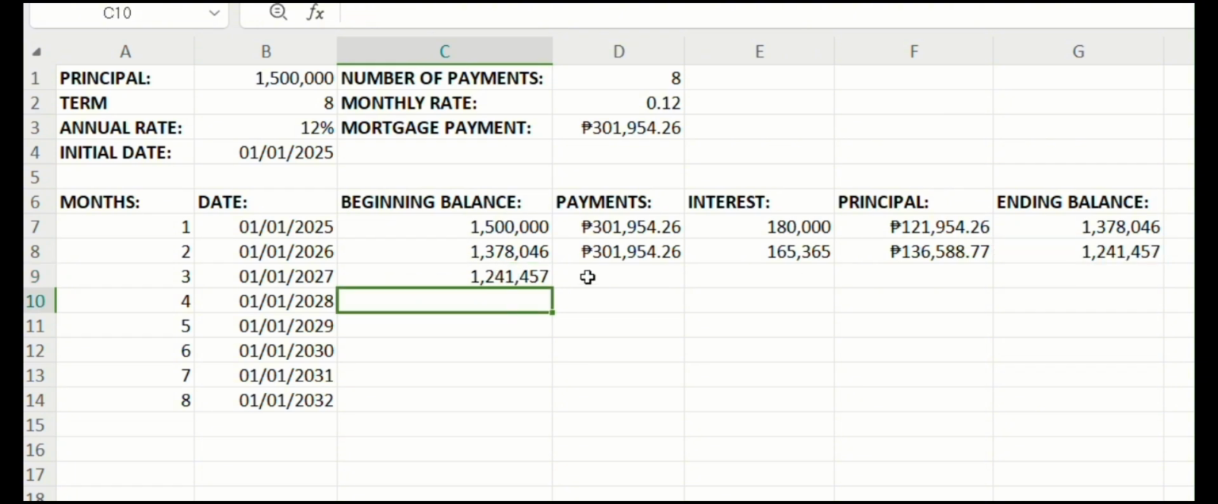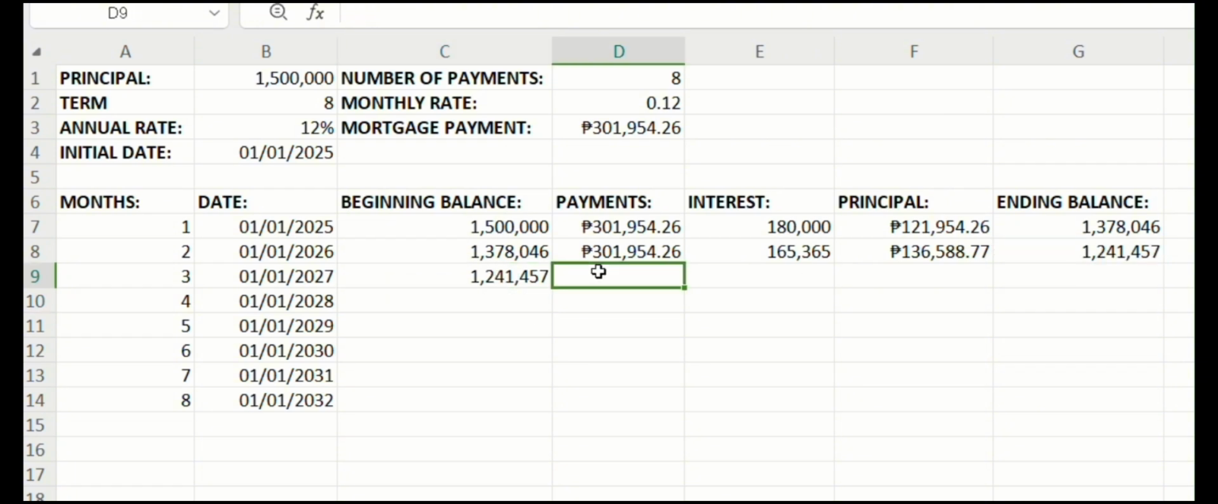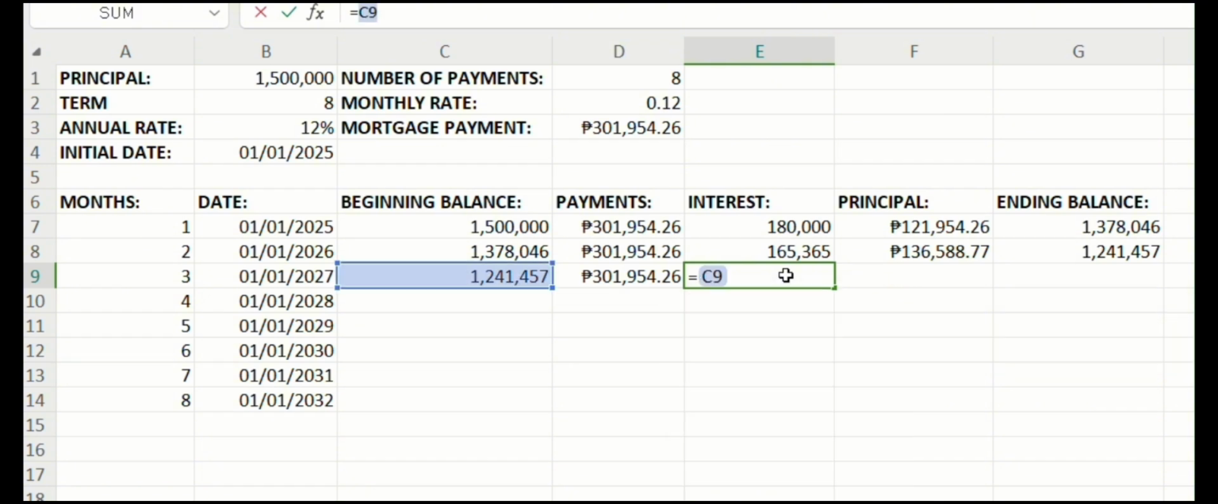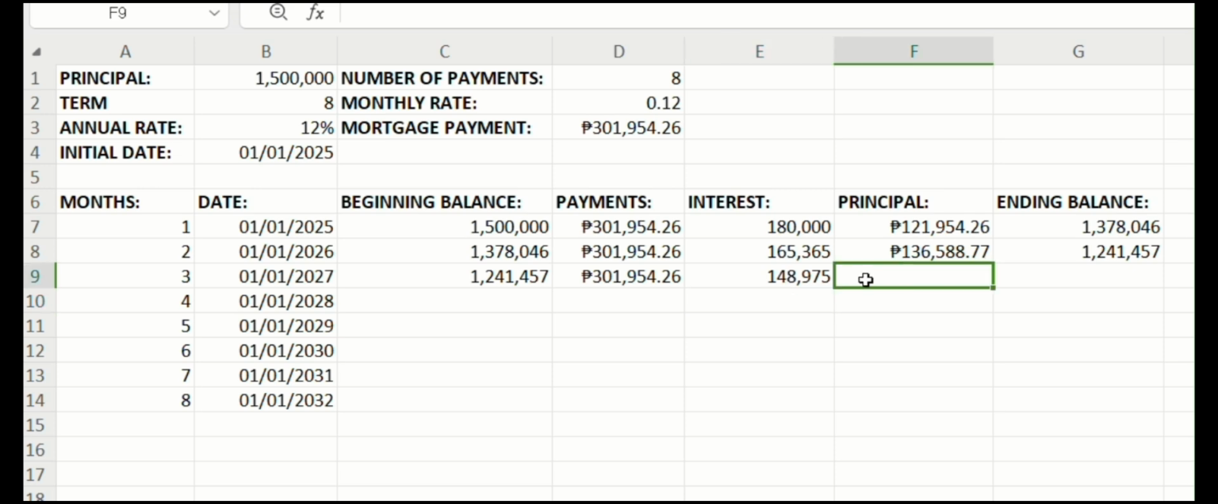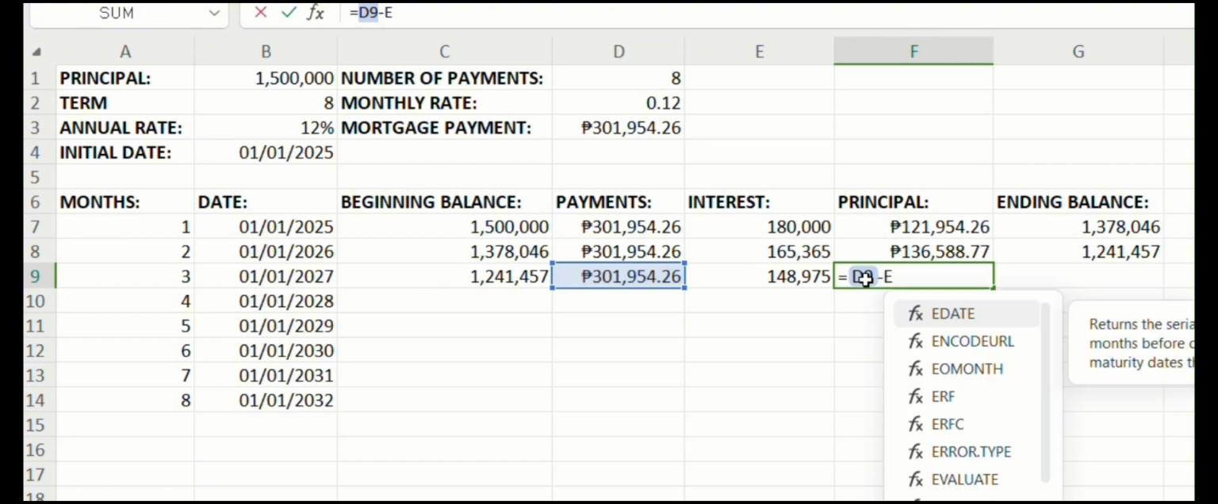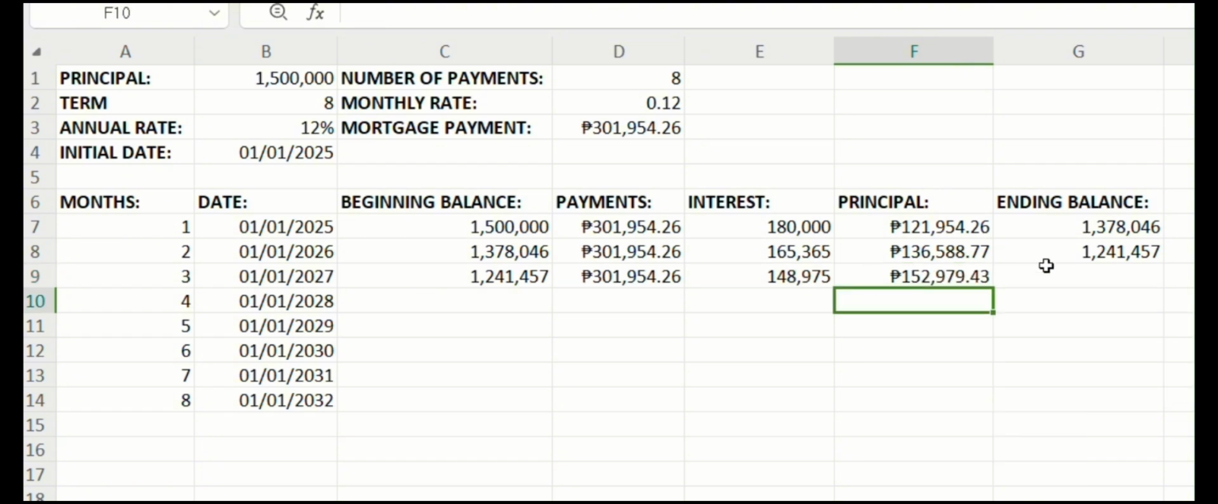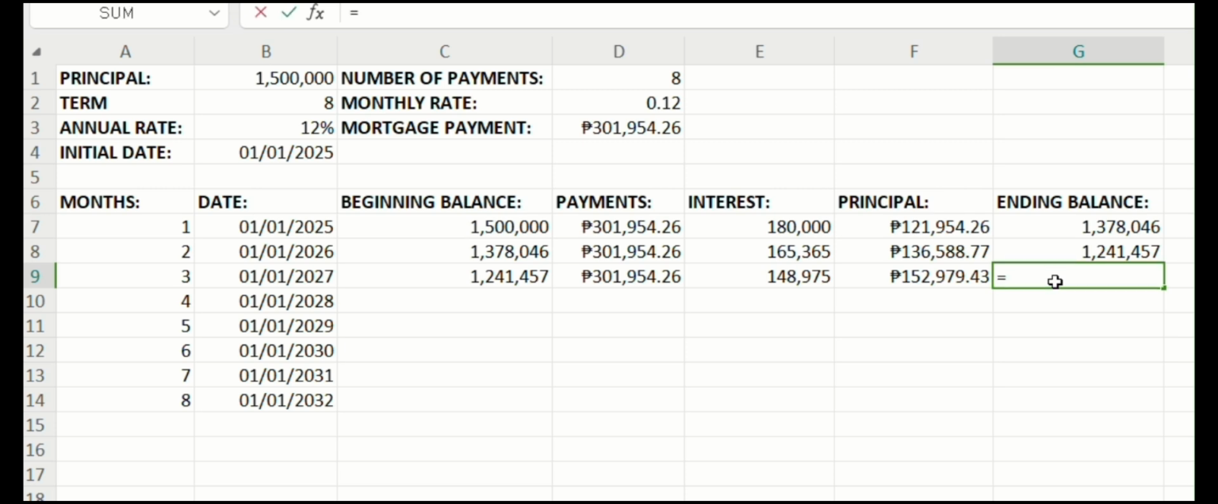And for year 3, we have the beginning balance of 1,241,457. And for the payments, we have the mortgage payment. And for the interest, we have C9 multiplied by the monthly rate of 0.12. And for the principal, we have D9 minus E9, and for the ending balance, we have C9 minus F9.